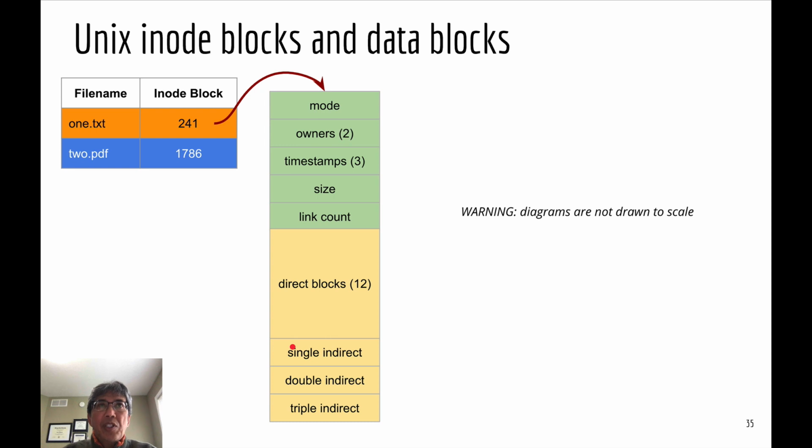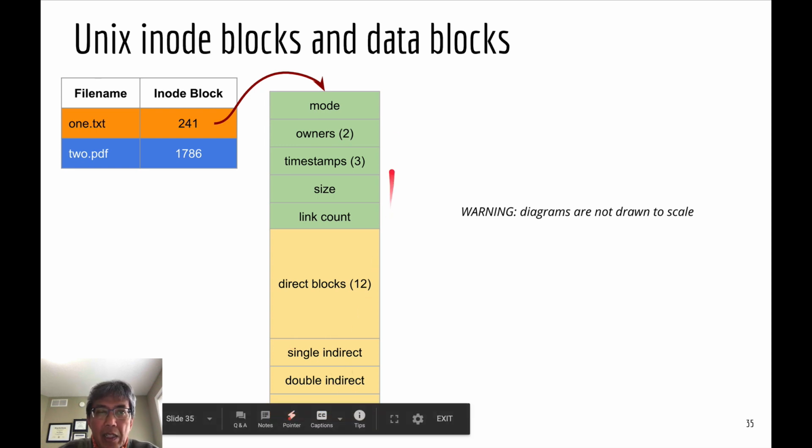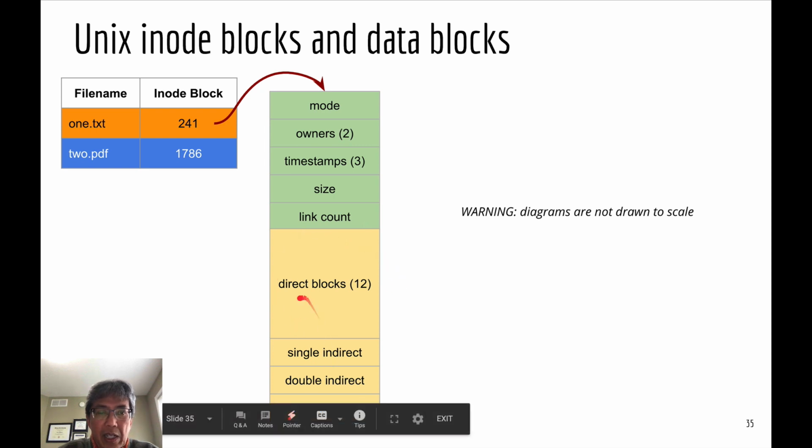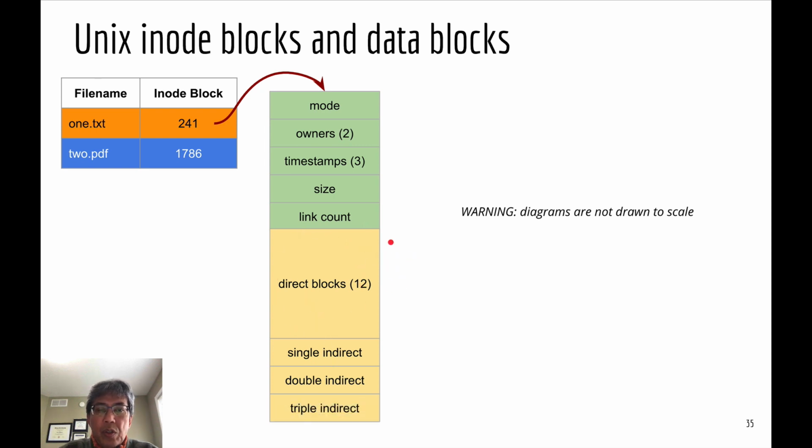So this diagram shows how different parts of an inode are used. The green boxes here hold the metadata of your file, like the permission mode, the owners, the timestamp, the file size, and the link count. And the yellow boxes here are pointers to your data block. And again, I want to emphasize that in Unix, inode blocks are different from data blocks.